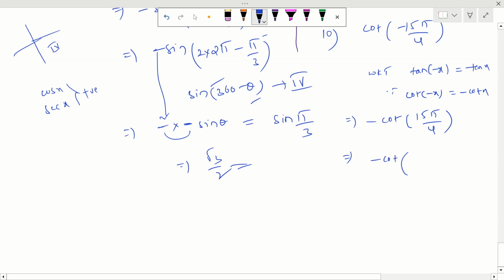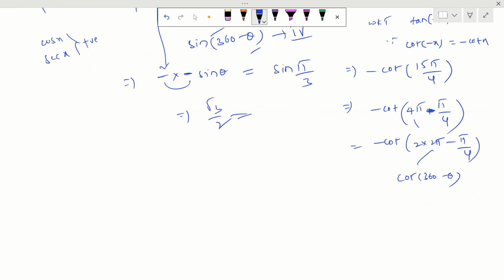So now minus cot, this pi by 4 I will write separately here, pi by 4. And this is 4 fours are 16, this is minus. 4 fours are 16, 16 minus 1 is 15 pi. Therefore this I can write in the form of 2 pi. Here 2 pi I will write. 2 pi means here 2, so 2 into 2 pi minus pi by 4. So this is in the form of 360 minus theta. So 360 minus theta is in the fourth quadrant, right? Obviously this is in the fourth quadrant.